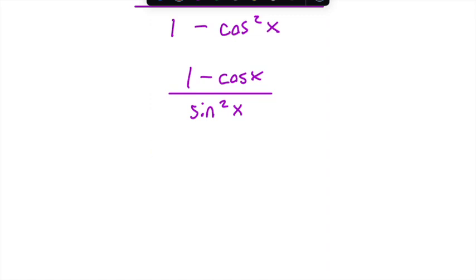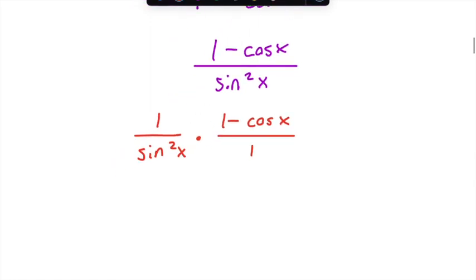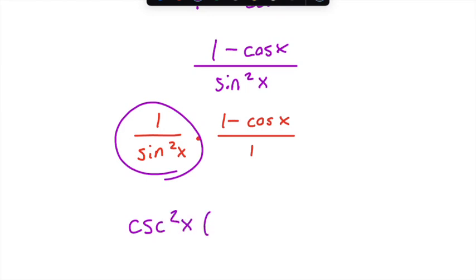I'm going to rewrite 1 minus cosine of x over 1, and then times 1 over sine squared of x. I'm kind of splitting it apart there. A lot of people will skip that. And what can we change 1 over sine squared to? Using a reciprocal identity. Oh, I heard it, cosecant. So we're going to change that to cosecant squared of x. And then that numerator from the other one will be 1 minus cosine of x right there.